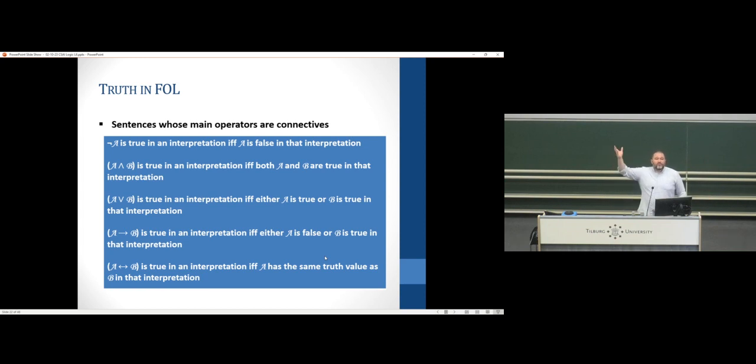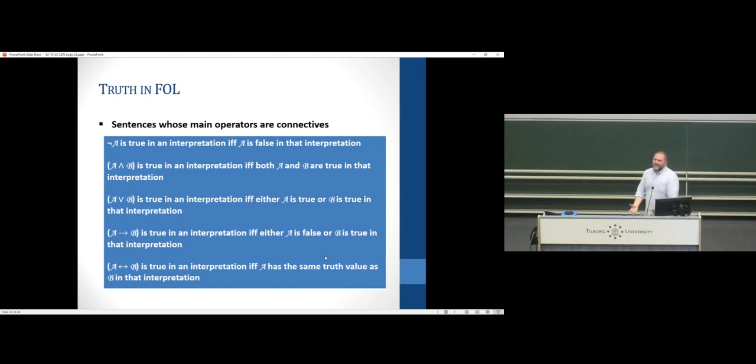The negation is true if the negated sentence is false. The conjunction is true if and only if both conjuncts are true. The disjunction is true if at least one disjunct is true. It works just like it did in TFL, guys. It's exactly the same as in TFL. The connectives work exactly the same. So that's nice. That's easy.